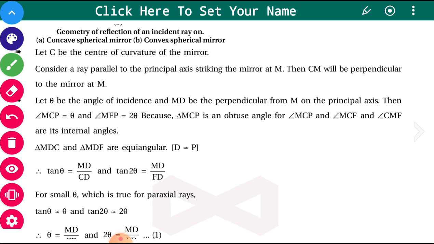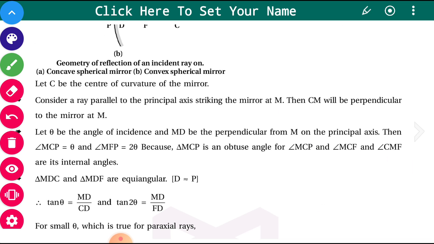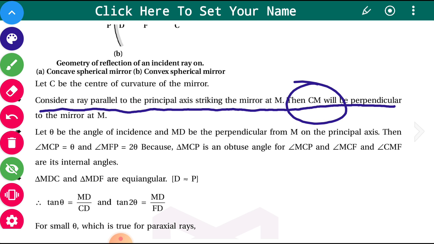You can see. Okay, here for our concave mirror, if we take the understanding, then consider a ray parallel to the principal axis, striking the mirror at point M, and CM is the perpendicular to the mirror at M. No need to explain this part for the convex mirror, you just understand one, because this part is as such, we just have to remember the formula. Okay, let theta be the angle of incidence. Okay, here theta is the angle of incidence.